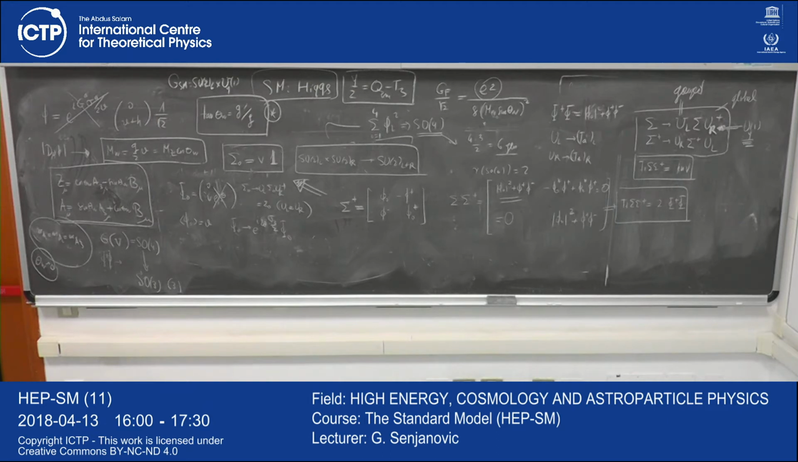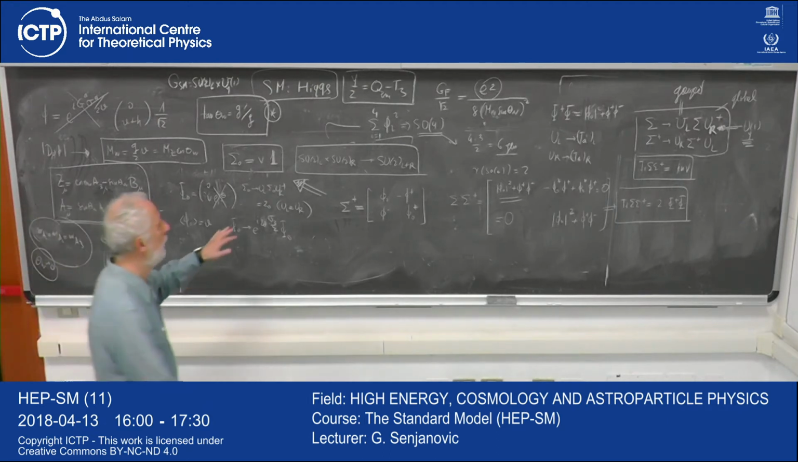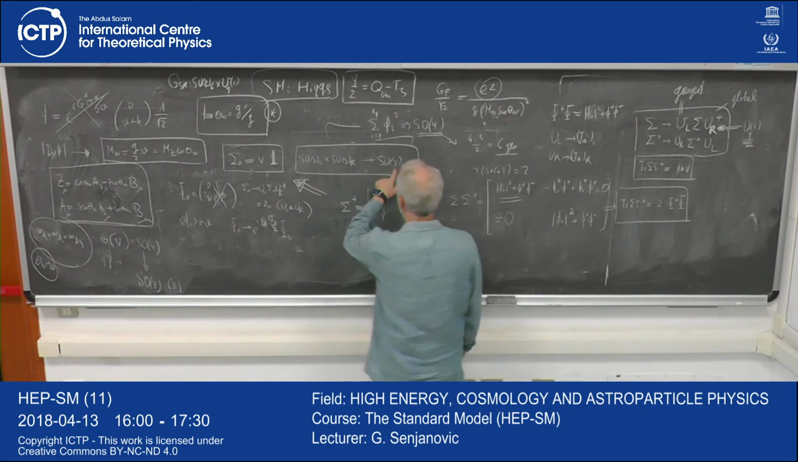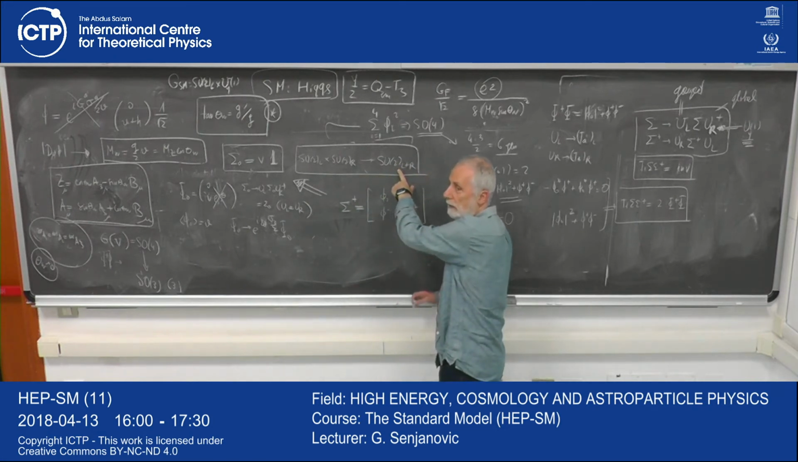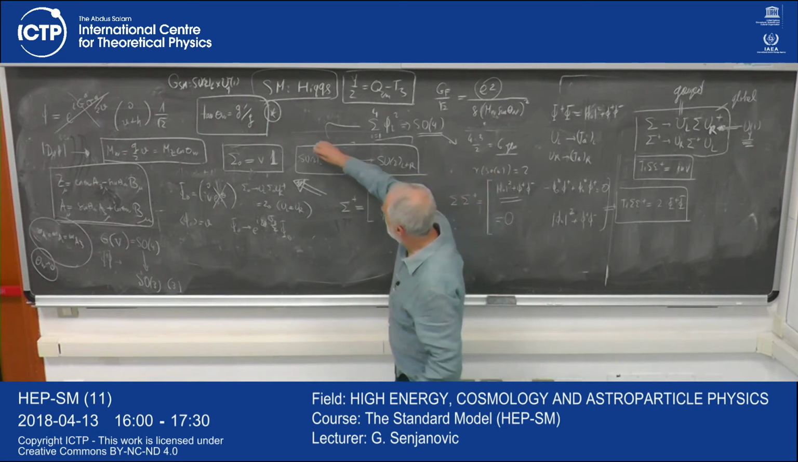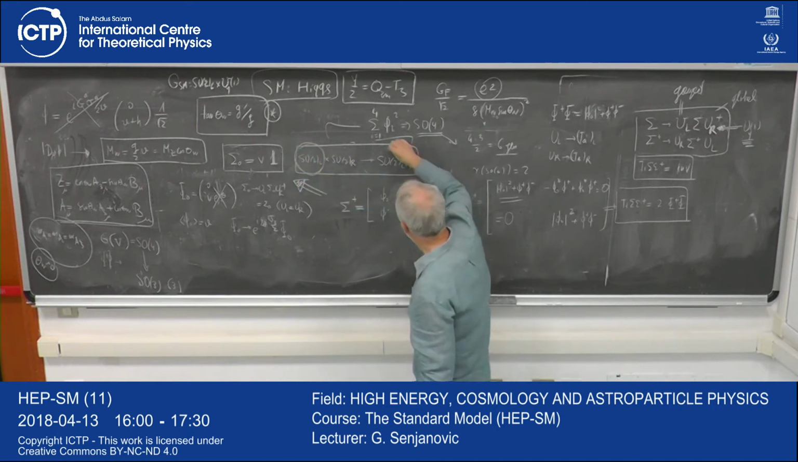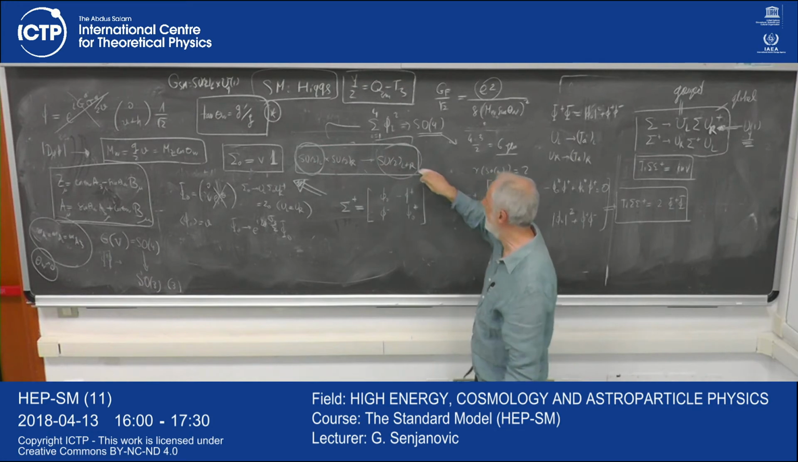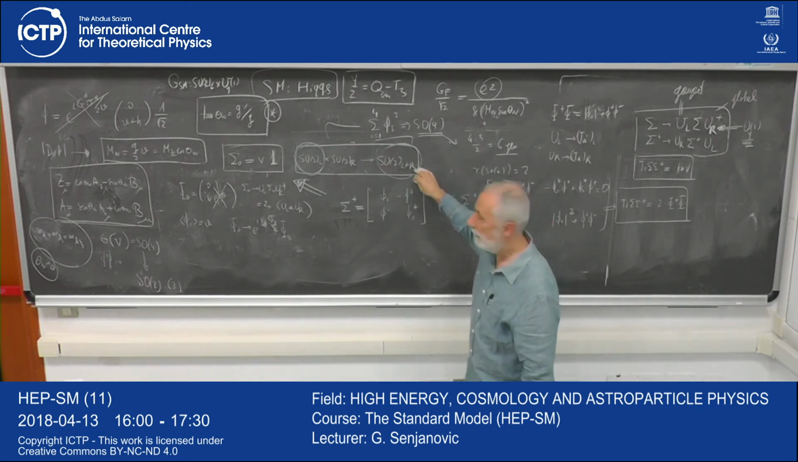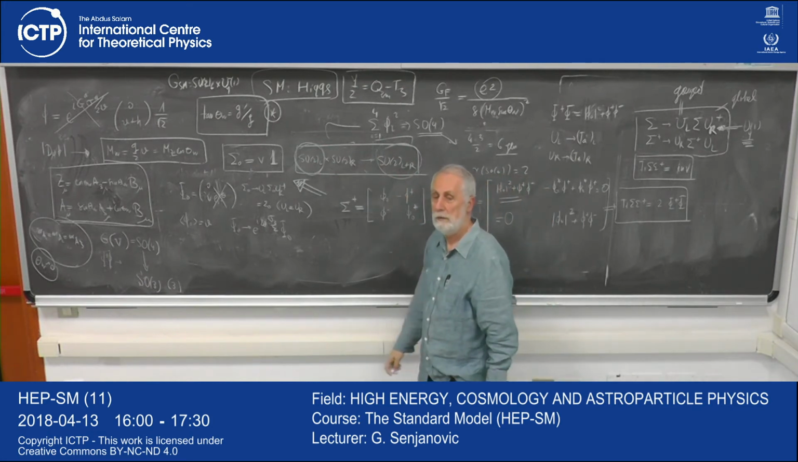So in a different formalism, I've proven that SU2L cross SU2R breaks into SU2L plus R. But you see, the gauge bosons were a triplet under this, so they are a triplet under this also. They don't care about SU2R. It's basically the same thing for them.